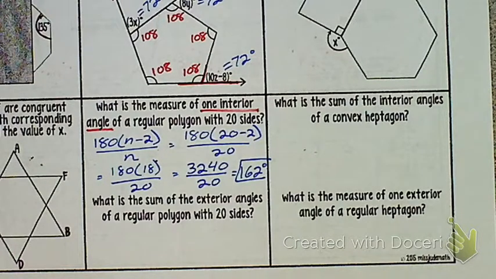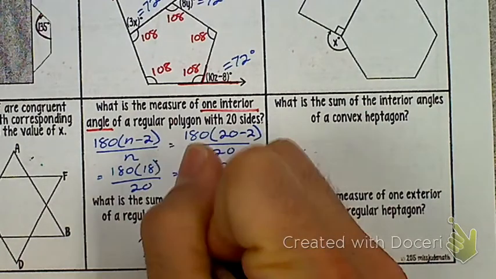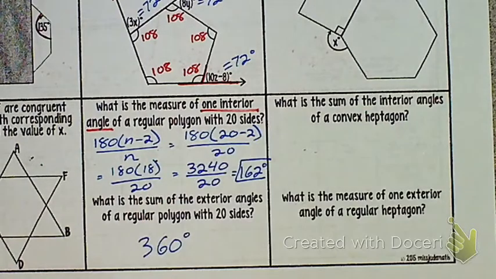What is the sum of the exterior angles of a regular polygon with 20 sides? Good job. 3240. I still don't know how I got that. Oh no, I thought you said 36. Does it matter if this said 40 sides? No. What if it said 5 sides? No. The sum of the exterior angles of any polygon is 360.